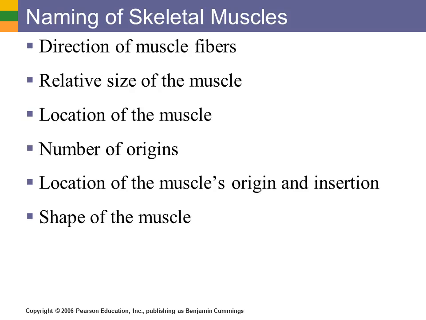Some are named for the shape of the muscle. For example, deltoid. Deltoid means triangular, and that big deltoid muscle on your shoulder has a triangular shape.